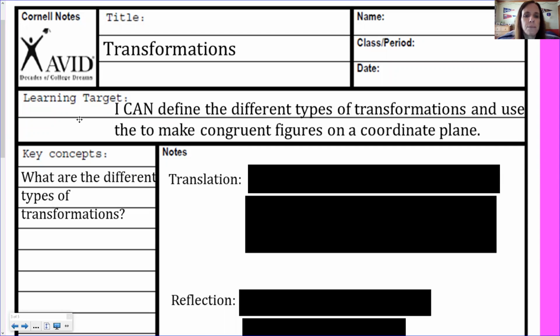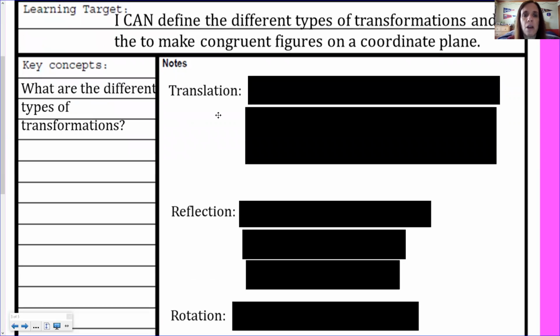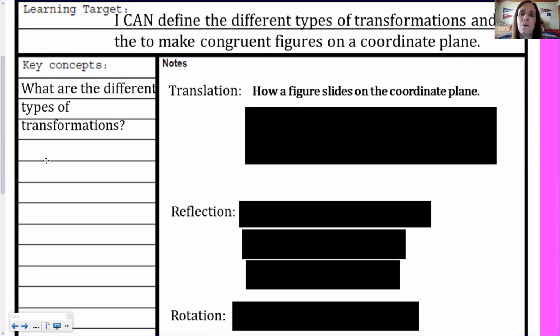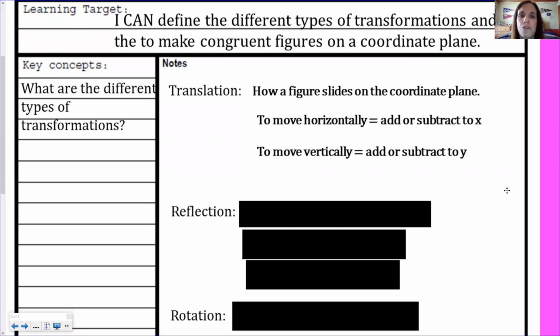What are the different types of transformations? There are 4, and you have them listed on your notes page. We're going to start with a translation. Translation is how a figure slides on the coordinate plane. To move your shape horizontally, you add or subtract to the X part of the ordered pair. To move vertically, you add or subtract to the Y part of the ordered pair.